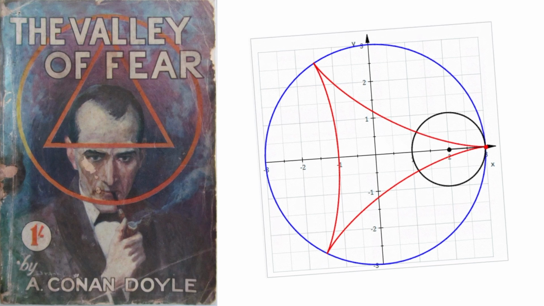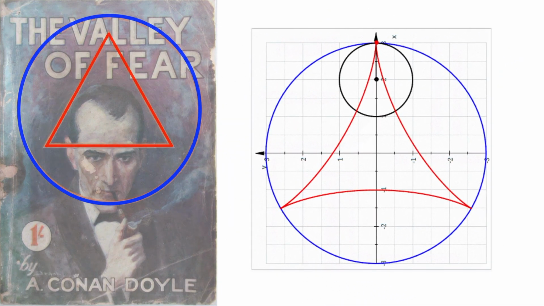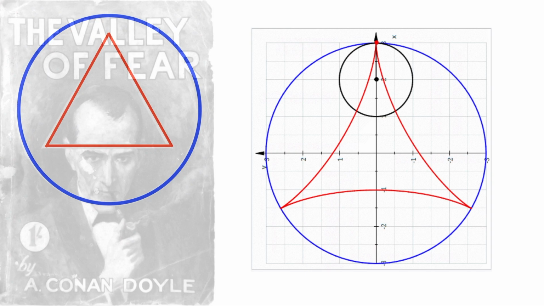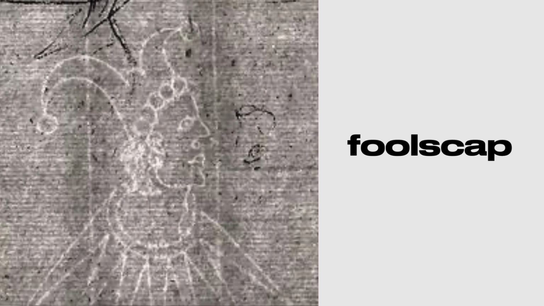The Cardano circle also resembles the symbol used by the Scowrers gang in The Valley of Fear. A few years after Cardano died in the Papal States, a German man named John Spilman introduced a specific kind of paper into England called Foolscap. Its name was based on the paper's watermark, a jester's head with his pointed cap and bells.